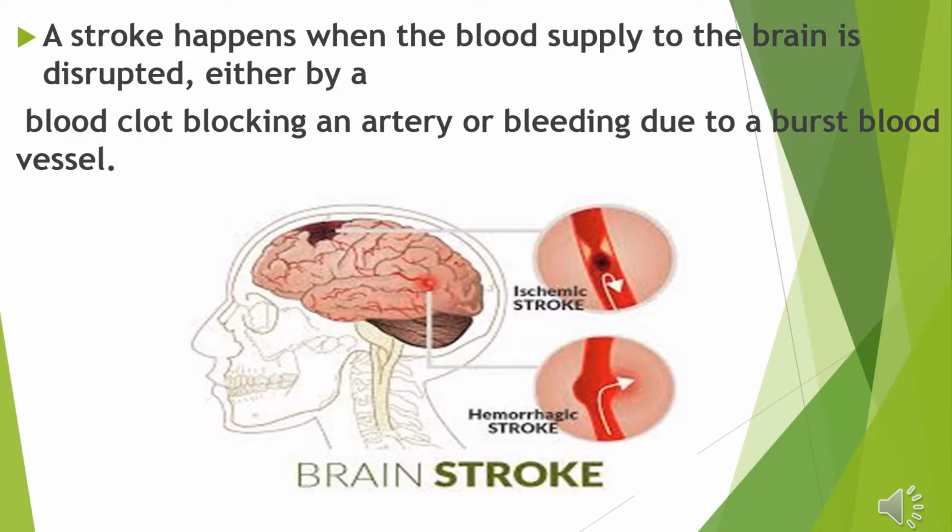When a blood clot forms in the arteries, it disrupts blood flow to the brain and results in brain cell death. This is called ischemic stroke.